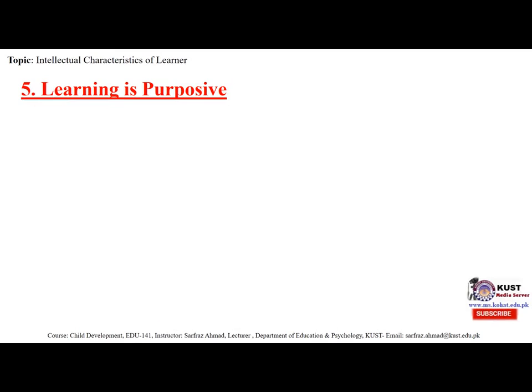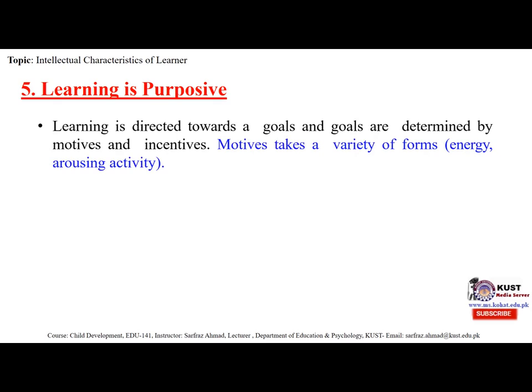The next is: learning is purposive. Always remember that learning must be purposive. Learning is directed towards goals, and goals are determined by motives and incentives. Motives take a variety of forms, like energy and arousing activity, and incentives are normally physical things which are offered to the students for achieving certain goals or targets.